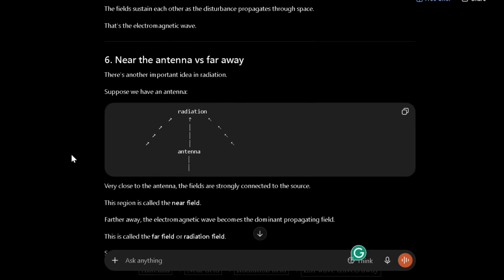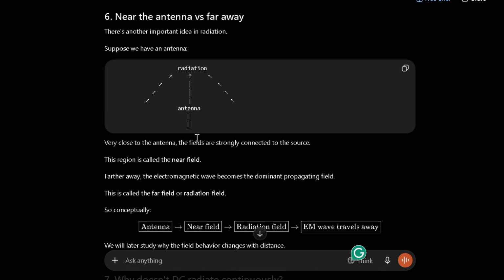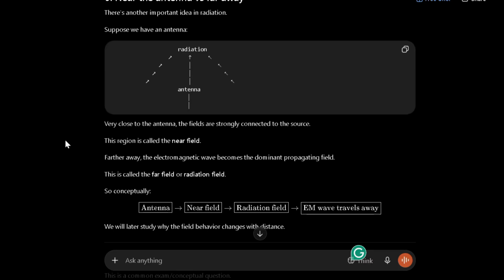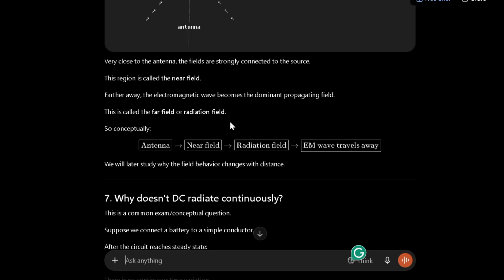Near the antenna versus far away. Another important idea in radiation: suppose we have an antenna. Very close to the antenna, the fields are strongly connected to it, so this region is called the near field. Further away, the electromagnetic wave becomes the dominant propagating field. This is called the far field or radiation field. So conceptually: antenna, near field, radiation field, electromagnetic wave travels away. We will later study how the field changes with distance.